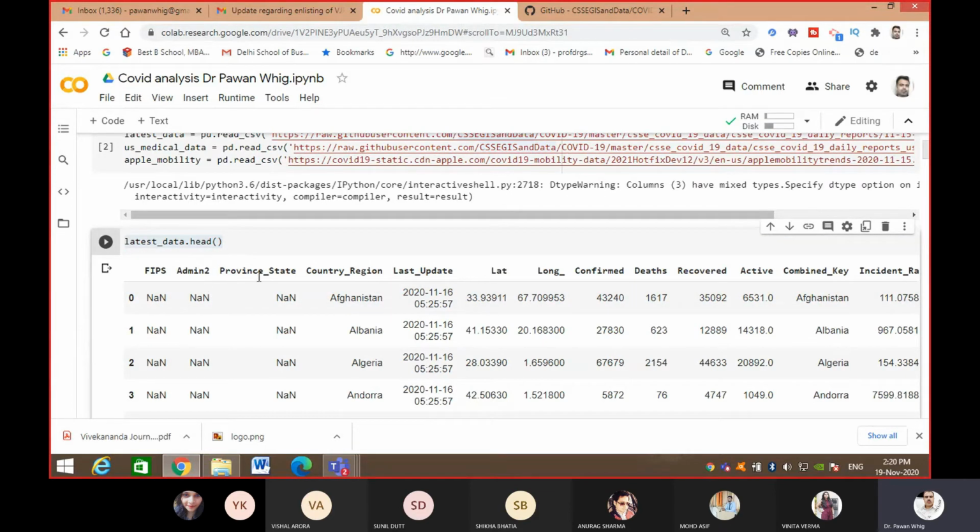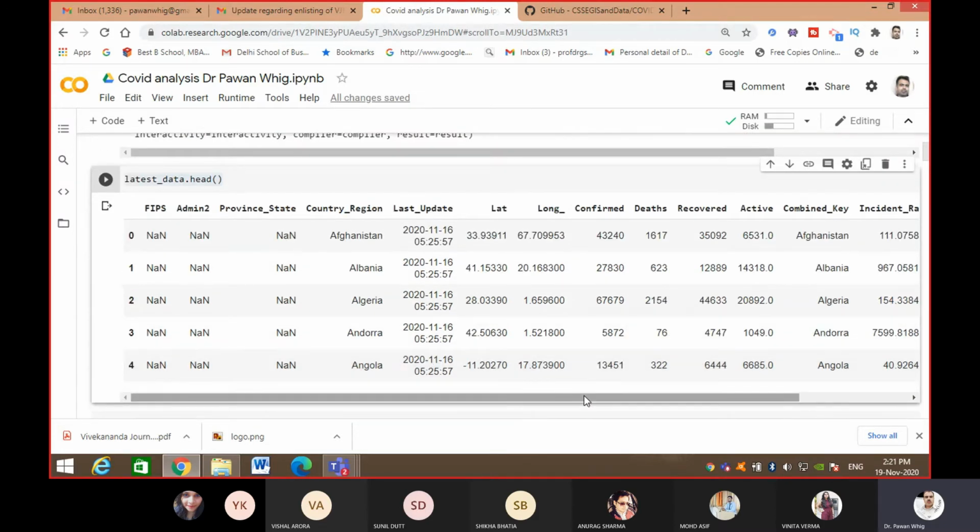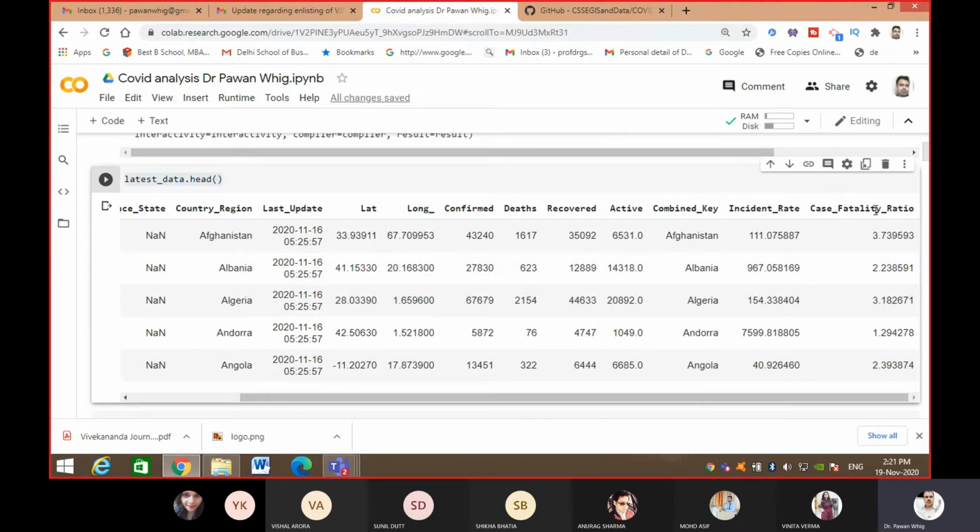It has admin, province, state, country, region. Last update, it is updated 16th November at 5:55. And latitude, longitude, confirmed cases, deaths, recovered, active cases, and combined key. This is the country name and the incident. So this will include these top indexes: case fatality ratio, incident rate, combined key. With all, so many countries are there.